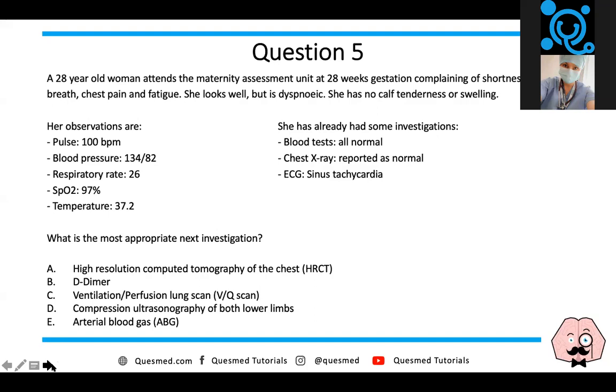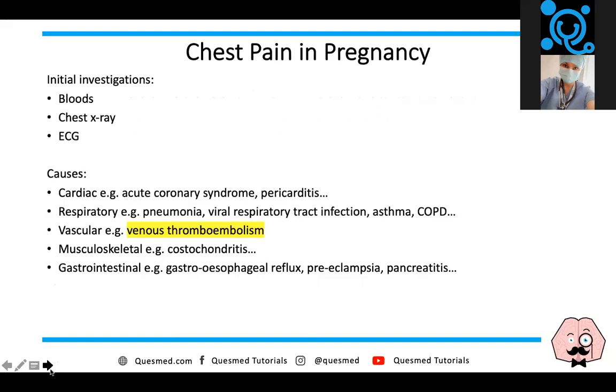Lovely, thank you for participating there. We've got a lot of people going for B, D-dimer, and C, ventilation perfusion lung scan, VQ scan. So let's think about chest pain in pregnancy. Chest pain in pregnancy is mostly investigated in pretty much the same way as any chest pain, with some caveats of some things being more common in pregnancy, such as venous thromboembolism and reflux. And there's also some pregnancy-specific things that can cause chest pain, such as the upper abdominal pain of pre-eclampsia can be construed as chest pain.